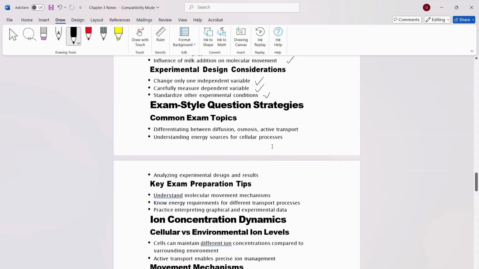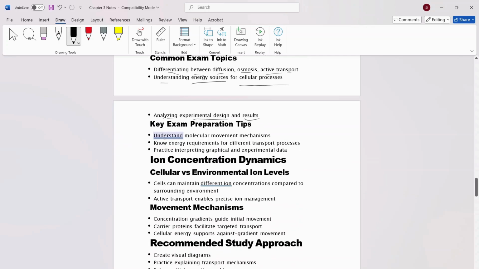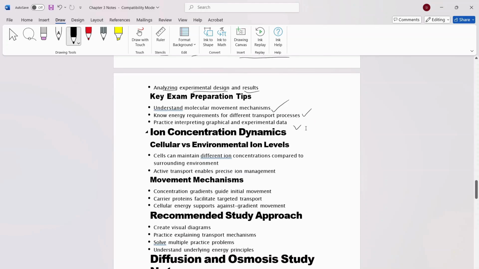Some exam style questions and their strategies. Common topics include differentiating between diffusion, osmosis and active transport, understanding energy sources for cellular processes, analyzing experimental design and results. Key exam preparation tips: understand molecular movement mechanisms, know energy requirements for different transport processes, practice interpreting the graphs and experimental data provided in the case studies.